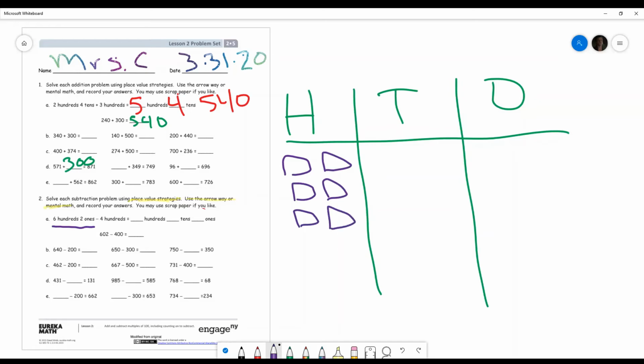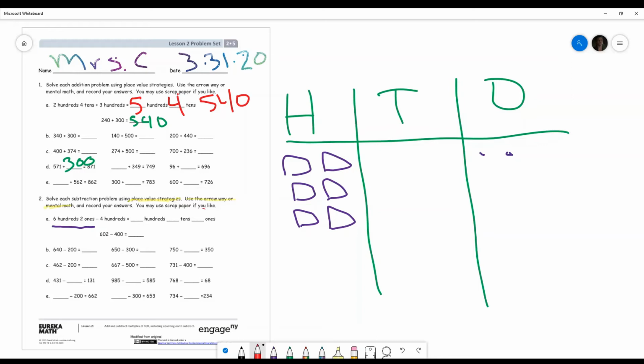I have 2 ones. Now I'm taking away 400s. Remember, when we're subtracting and we're using the hundreds, tens, and ones chart, we do not add the number, because that's adding, and that's not what we're doing. We're taking that number away. So first we're going to take away 400s because that's what it says.